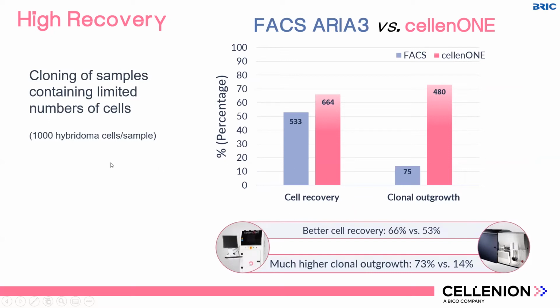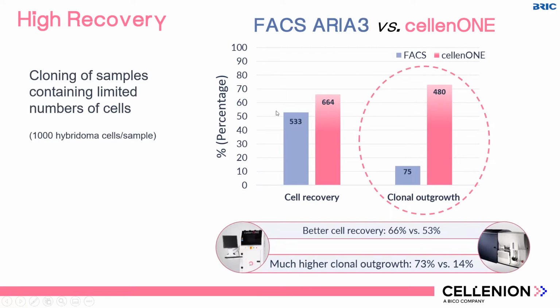So out of 1,000 hybridoma cells, with the FACSARIA, 533 wells were cloned. So they tried to put a single cell in 533 of those wells. With the CellenONE, it was slightly better, with 664 wells. But where the most striking results is in terms of the clonal outgrowth. So again, linked to the viability of the cells after isolation. And there you can see a massive difference.